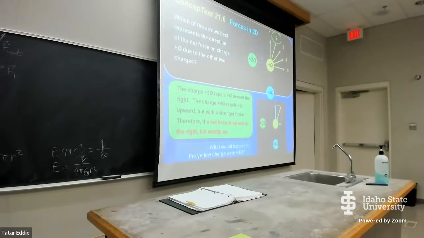So they say, what would happen if the yellow charge was tripled? If you triple the yellow charge, what would happen in that case? Well, the direction of the result is not going to change. You're going to scale up by a factor of 3, but the direction is still going to be the direction given with arrow number 2.